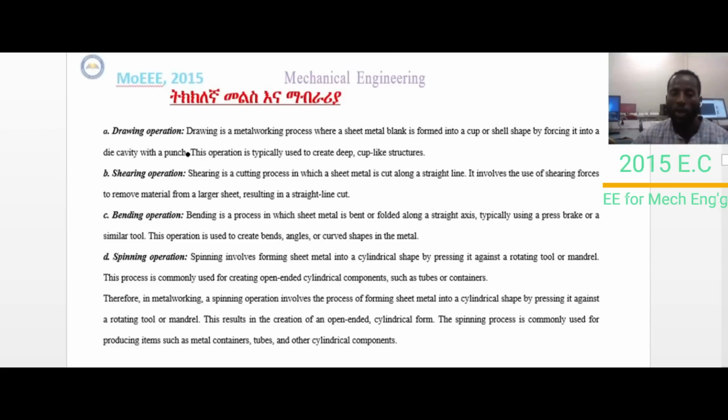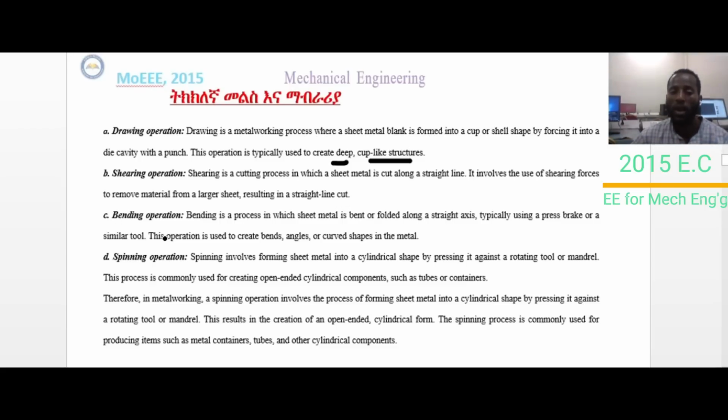When we say drawing operation, this is a metal working process where a sheet metal blank is formed into a cup or shell shape by forcing it into the die cavity with a punch. This operation is typically used to create deep cup-like structures. And B, shearing operation. It is a cutting process in which the sheet metal is cut along a straight line, using shearing force to remove material from the larger sheet metal, resulting in a straight line cut.